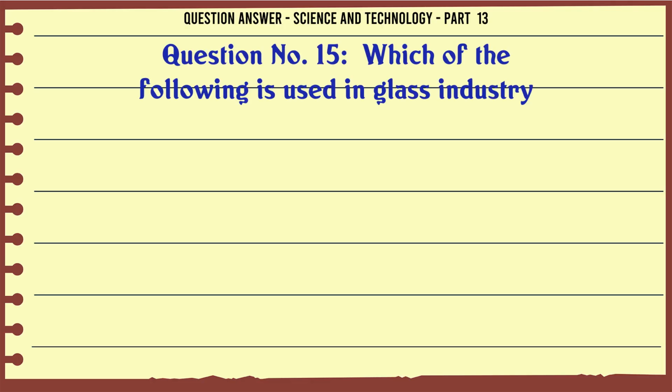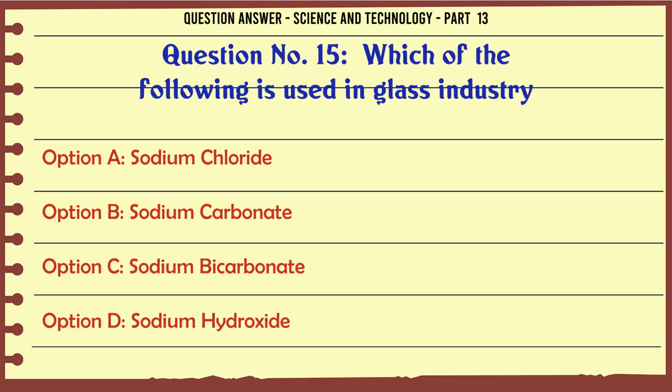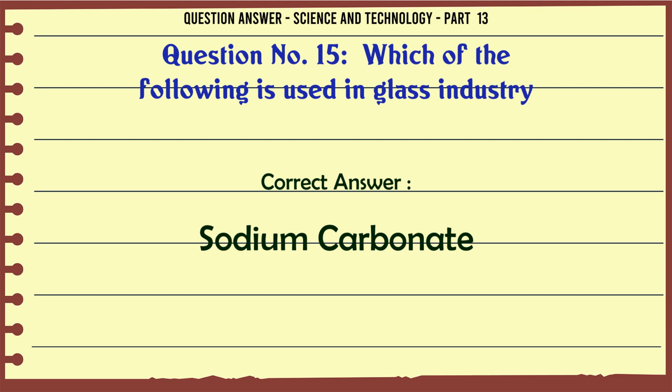Which of the following is used in glass industry? A. Sodium chloride. B. Sodium carbonate. C. Sodium bicarbonate. D. Sodium hydroxide. The correct answer is sodium carbonate.